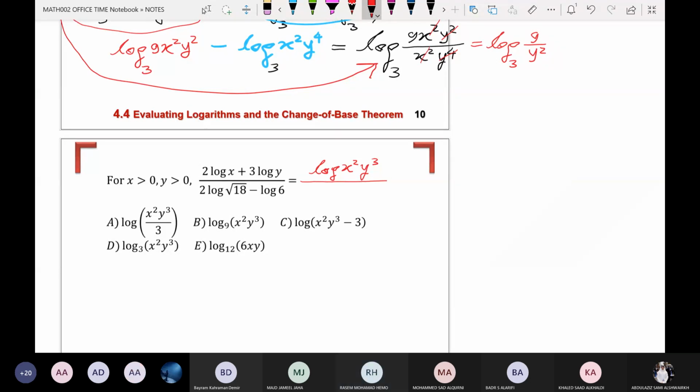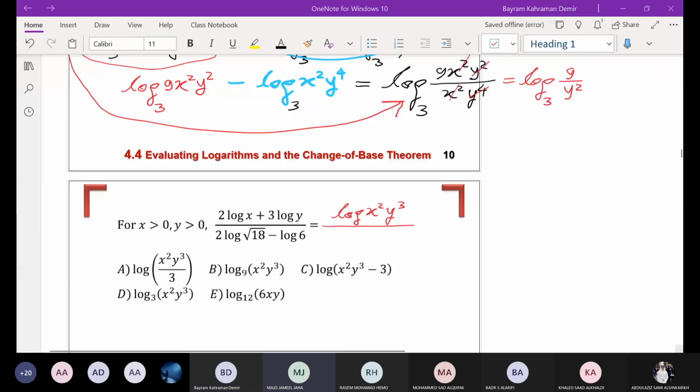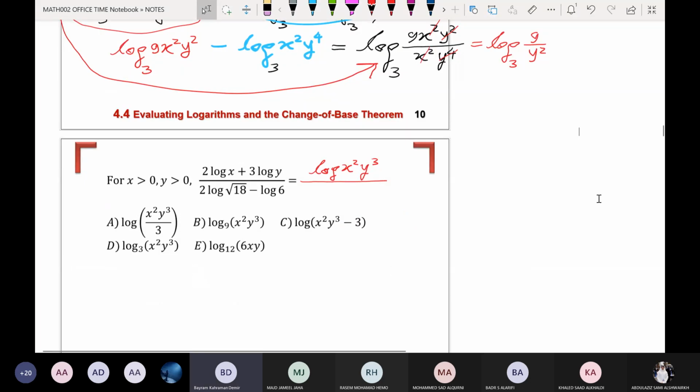Logarithm 18. Logarithm 3. Let me maybe open my microphone. Yes, this 2 is going to eliminate the square root, right? So you will get logarithm of 18 minus logarithm of 6. Yes. That means logarithm of 18 divided by 6. So which is logarithm of what? 3.